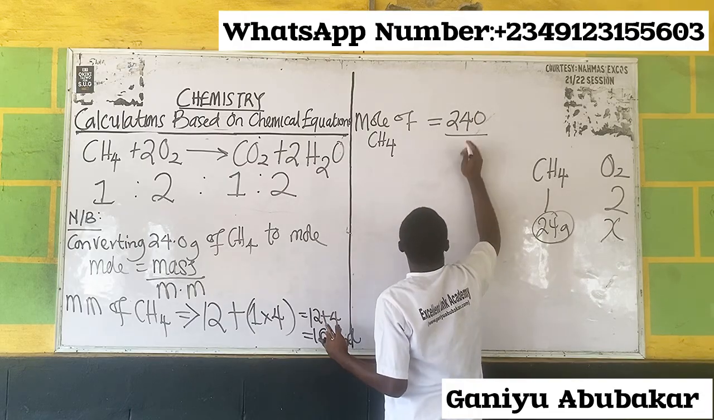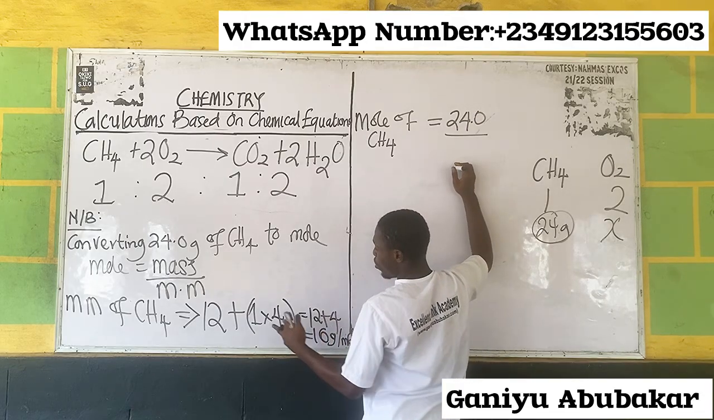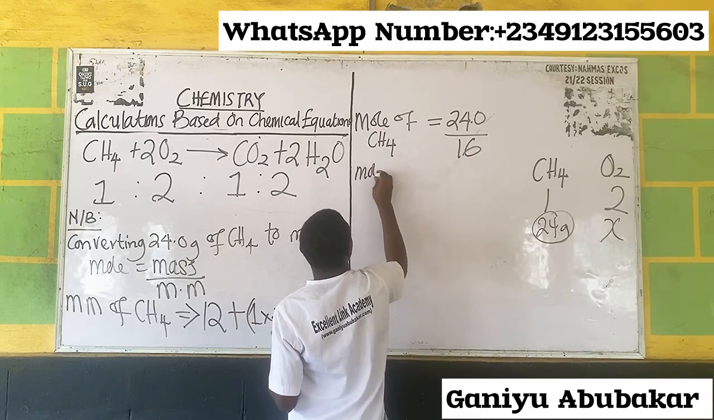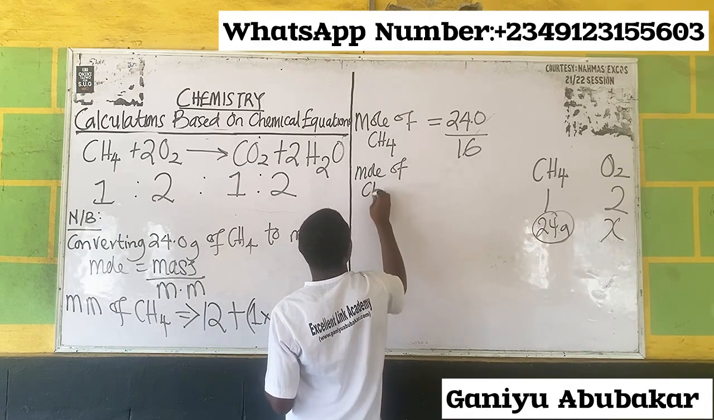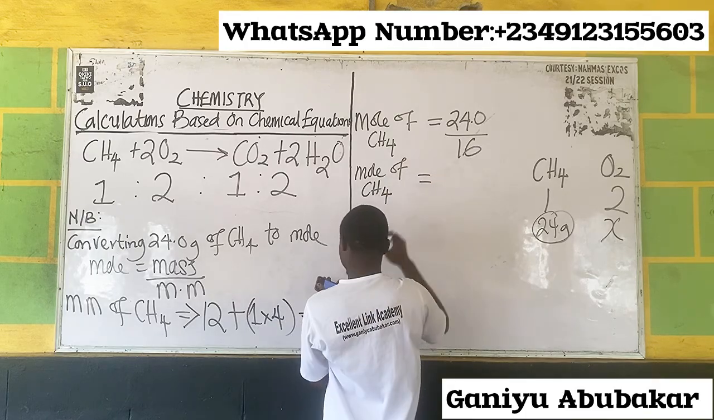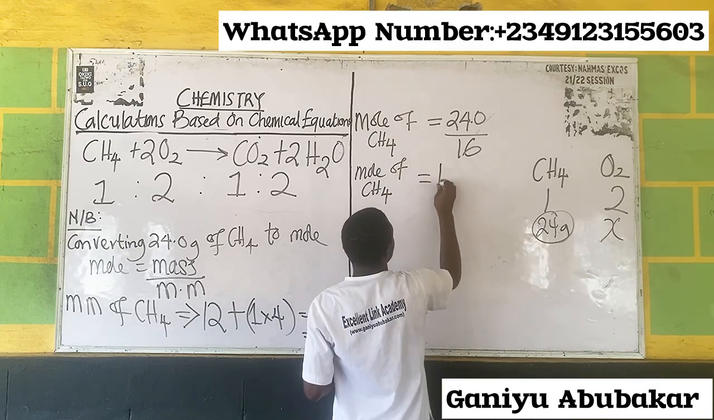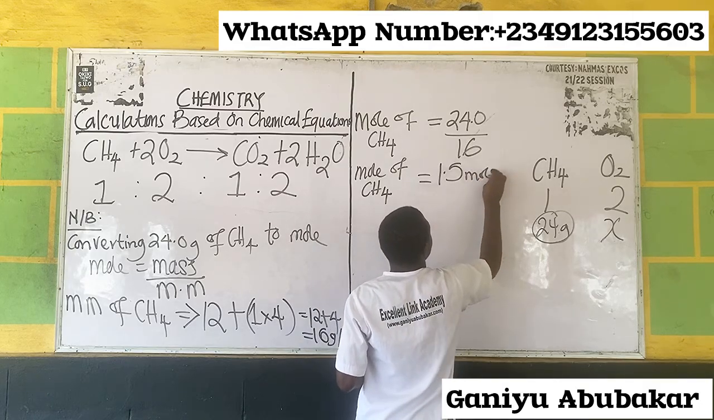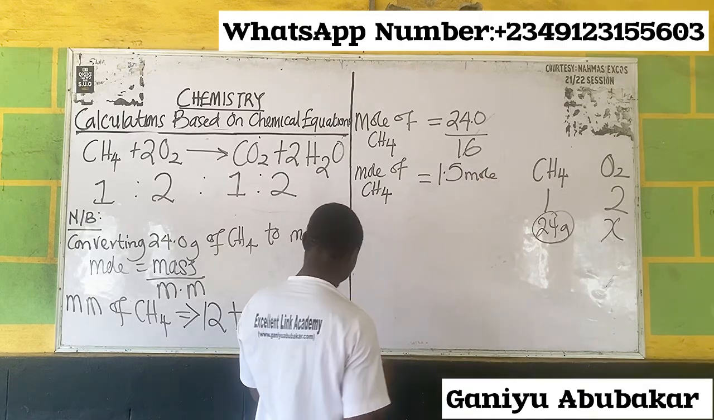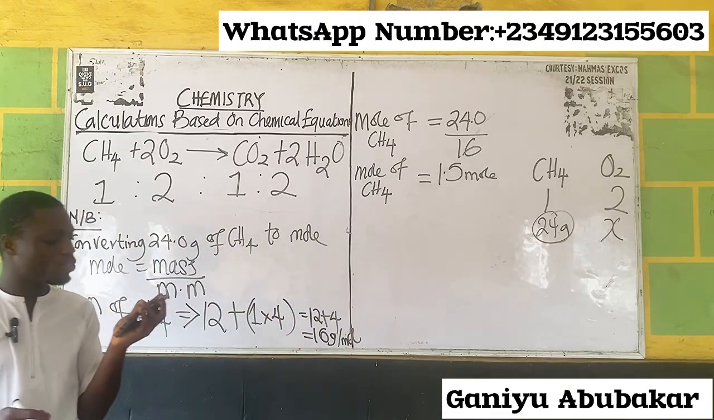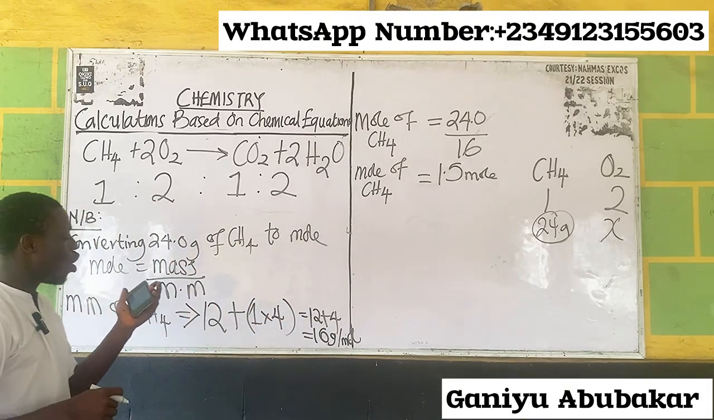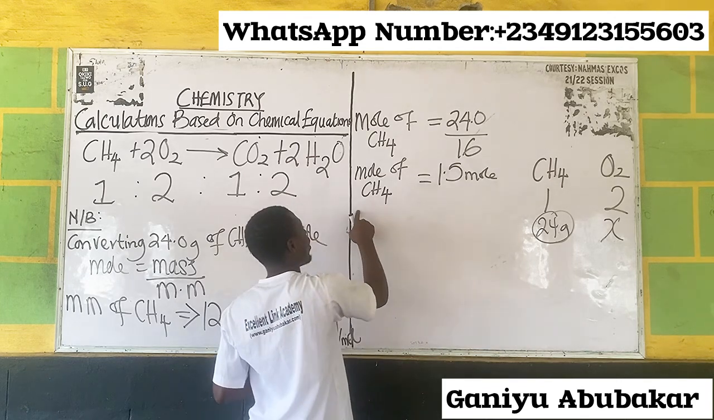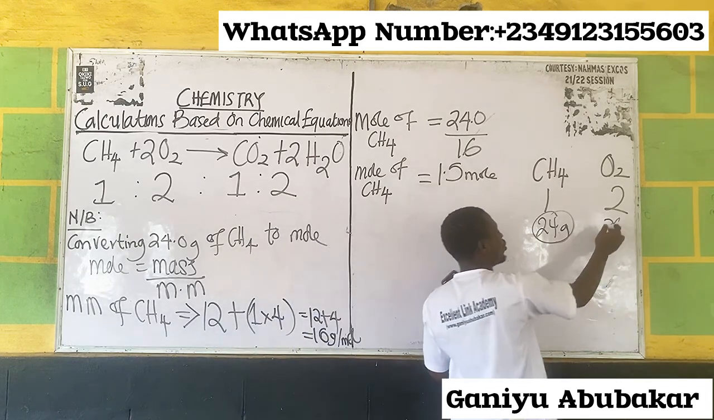24.0 all over the molar mass of methane, which is 16. So the mole of methane, CH4, will be equal to 1.5 mole. Now we say, let the number of moles of oxygen that will react with 1.5 mole of methane be X.